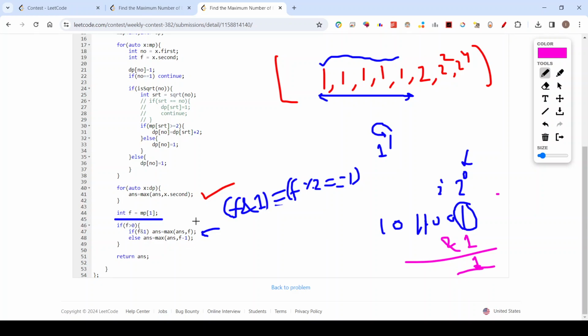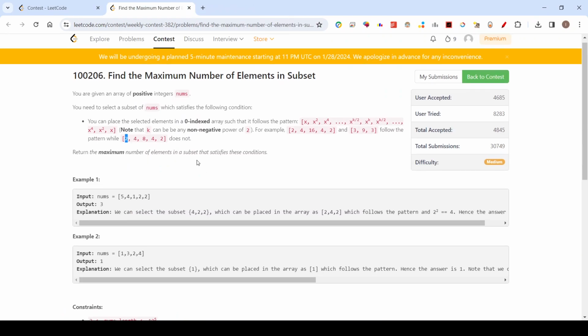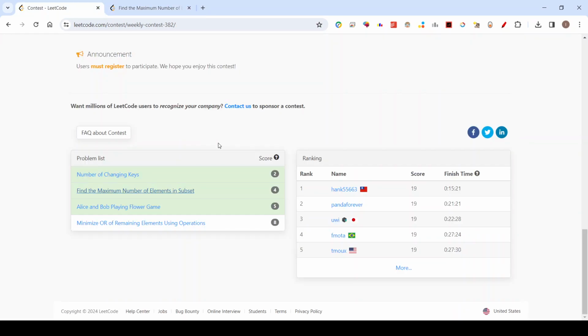So if it is an odd number, I just take that frequency, otherwise I eliminate one from the frequency and I maximize that, and at the end I return the answer. So I hope you got it. This was a nice problem which I found required a little bit of thinking.